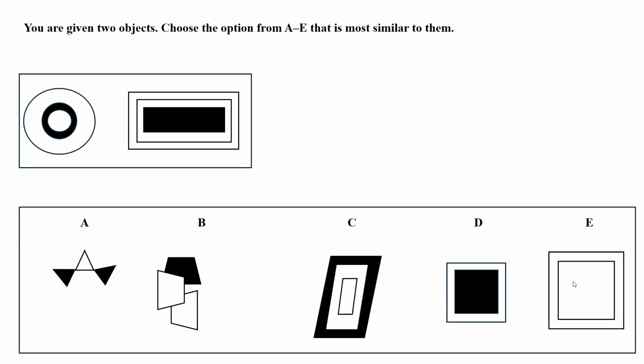I think it's C because the circle has three layers, and the rectangle also has three layers. So then I looked at the answers, and A is wrong because they're all connected to each other, and B is wrong because they're on each other. D is wrong because there's only two layers. E is wrong because the whole thing and the center is white. So the answer is C.